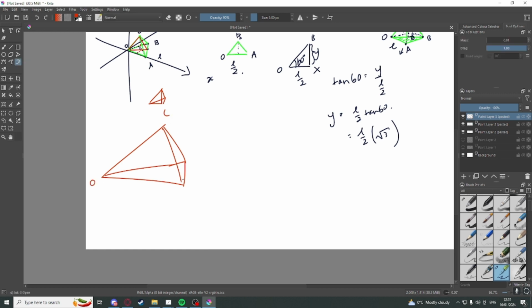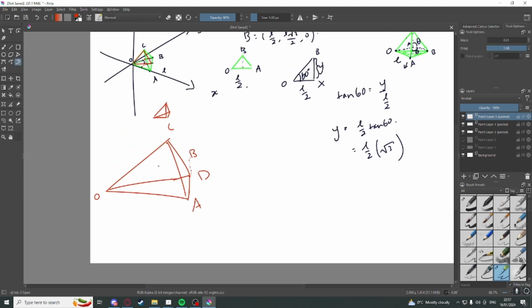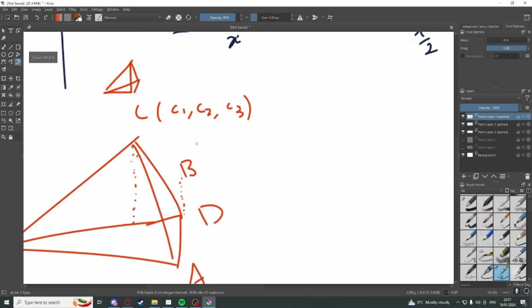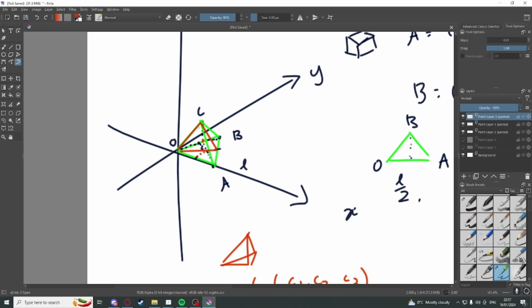O, C, A, and then I don't want to say M because I already put M as the center, so I'll put D. And just know that if I continue this line on, I'd eventually get to B. Okay, so how I'm gonna find the coordinates of C, C1, C2, C3, how I'm gonna get there is that, well, notice how in this drawing C is directly above M.